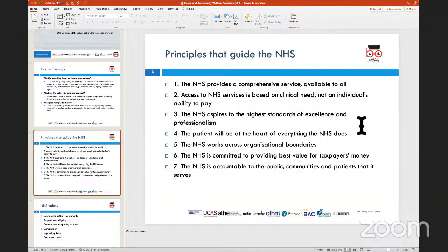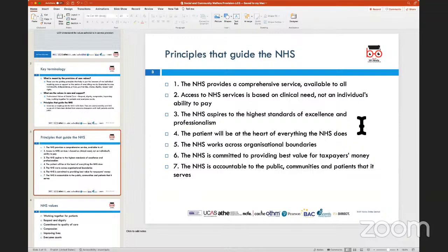So public funds are involved, and the funds involved are solely devoted to providing benefits or care which is going to benefit the patients the NHS serves. And last but not the least, the seventh principle is that it is accountable to the public, communities, and patients.